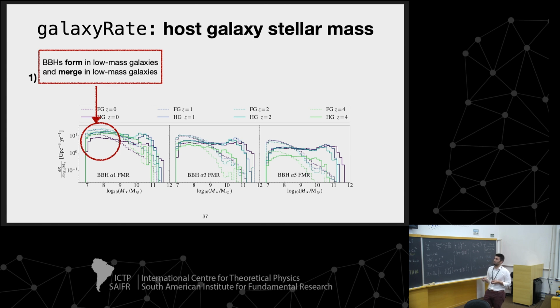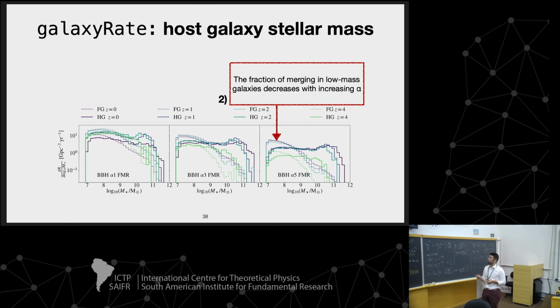If you focus on this area here, you see that black holes tend to form in low-mass galaxies and tend to merge in low-mass galaxies. Because, if you remember, with alpha equal to 1, you have short delay times. Then low-mass galaxies are a good place for the formation and merger of black holes because they are metal poor. So you expect that your black hole forms and merges almost in the same galaxy, with little differences.